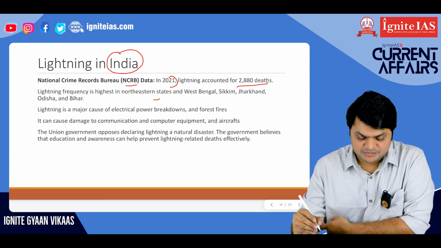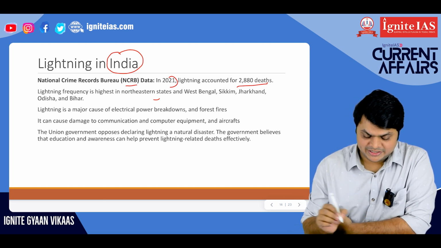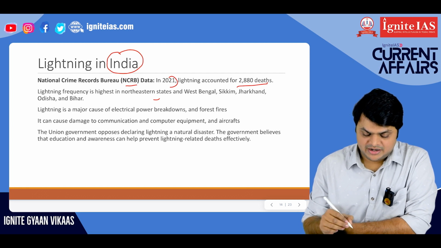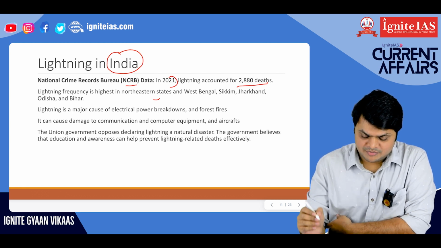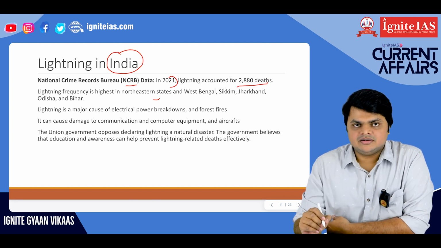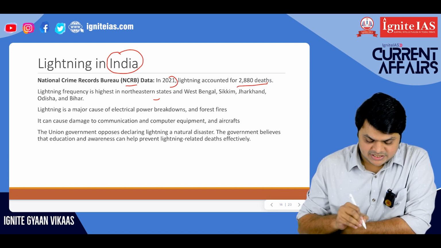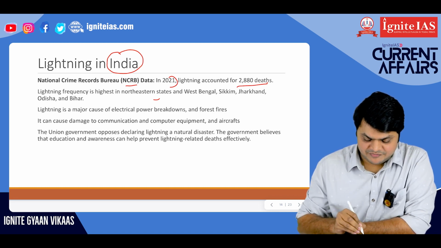And apart from loss of lives, there are also other damages because of lightning. That is electrical power breakdowns, forest fires, and damage to communication and computer equipment and aircrafts. Now, why is the Union government not in favor of declaring lightning as a natural disaster? It is because the government believes that education and awareness can help prevent lightning-related deaths effectively.